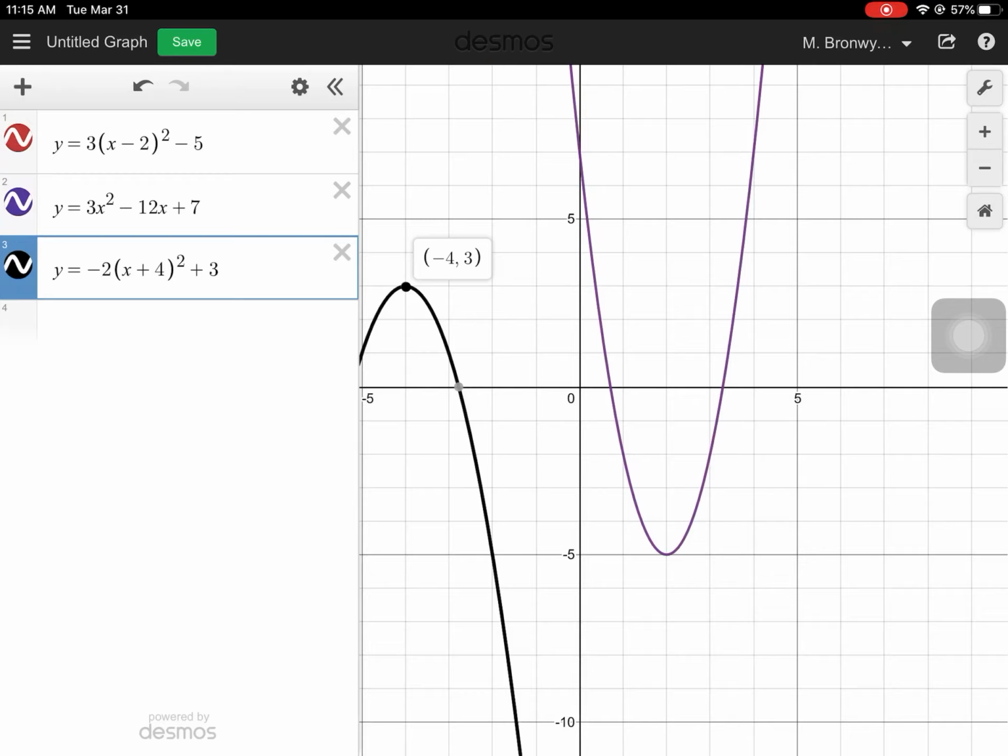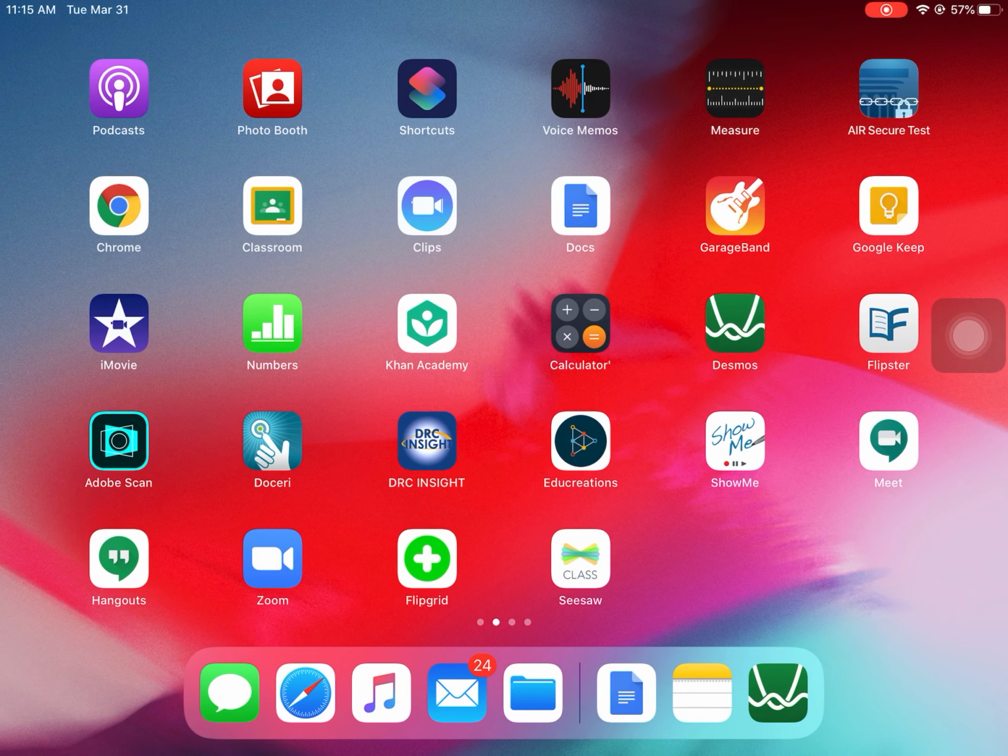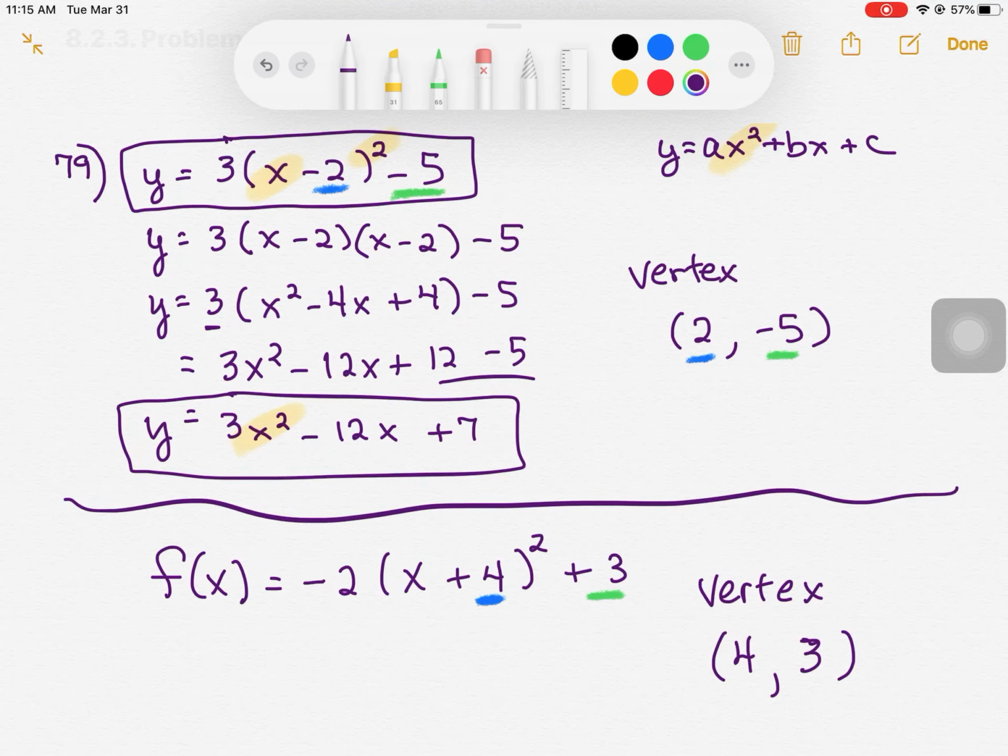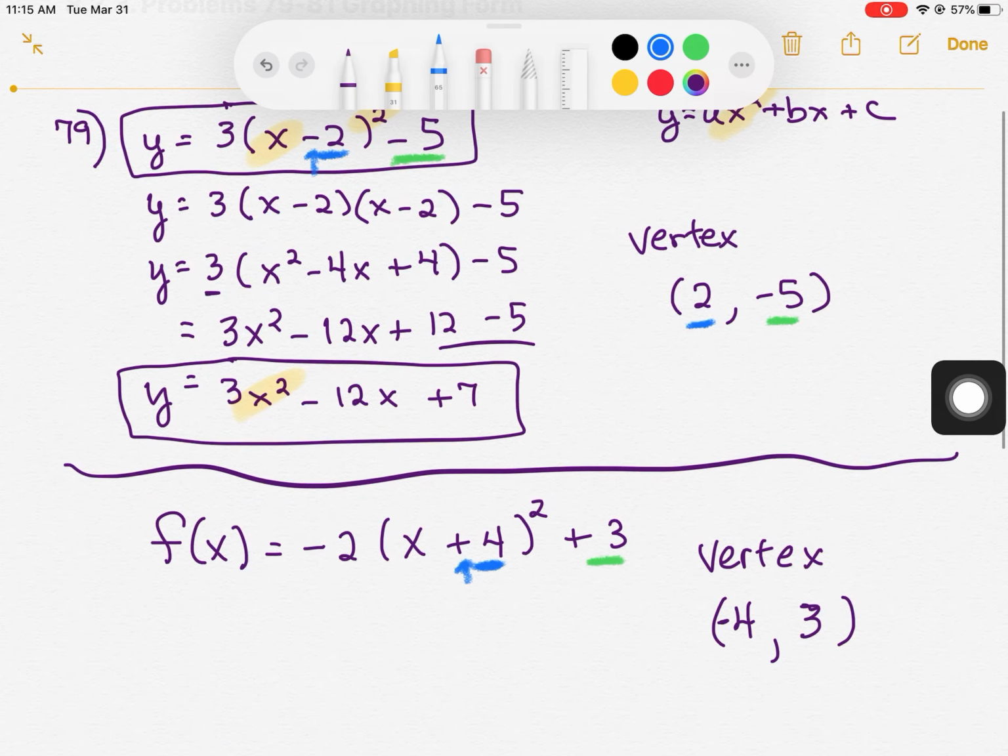And I look at my vertex, and oh, my vertex is at -4, 3. It's not at 4, 3. So I'm going to head back here again, and I'm going to make this adjustment. It looks to me like, and it should hopefully look to you, like it is the opposite of the sign that is in front of the number in the parentheses. So since this was positive right here, our vertex has an x coordinate of -4. So I wanted to point that out.